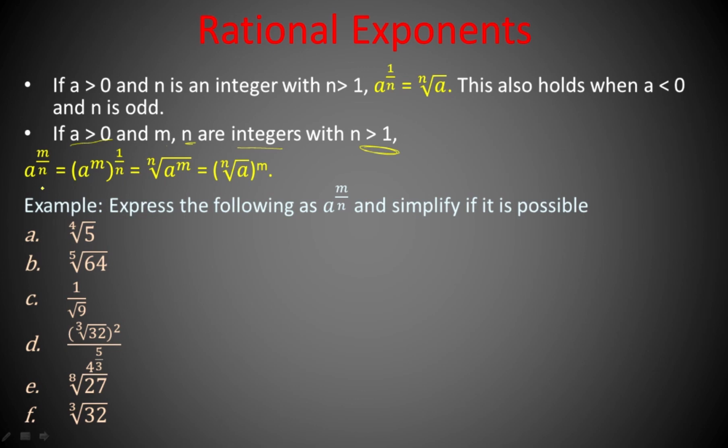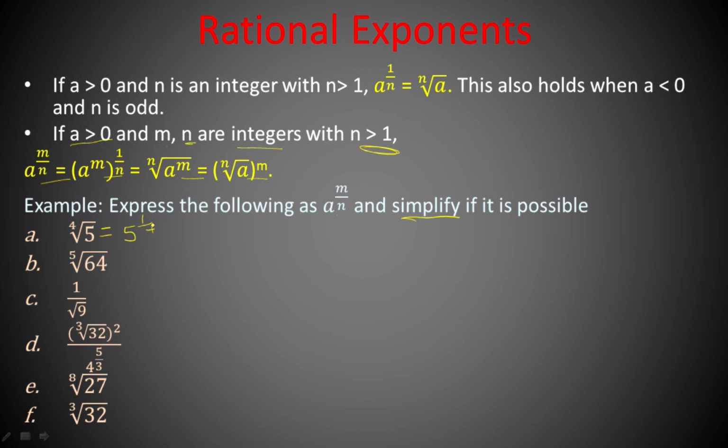For example, express the following as a to the power of m over n, and simplify if it is possible; otherwise, express it in a to the power of m over n form. From part a, the index is 4, which means it can be written as 5 to the power of 1 over 4, because our n value is 4 here. Since 5 is a prime number, it is difficult to decompose, so we write 5 to the power of 1 over 4.